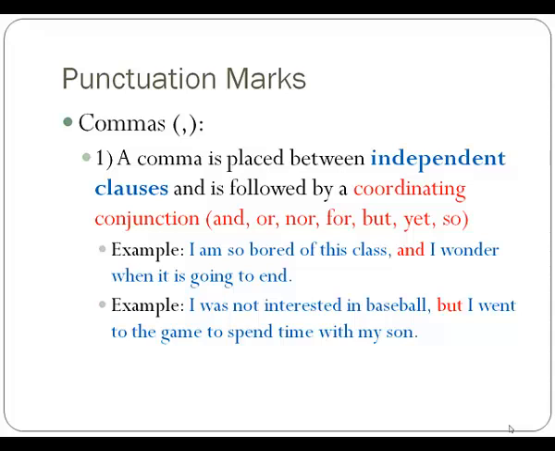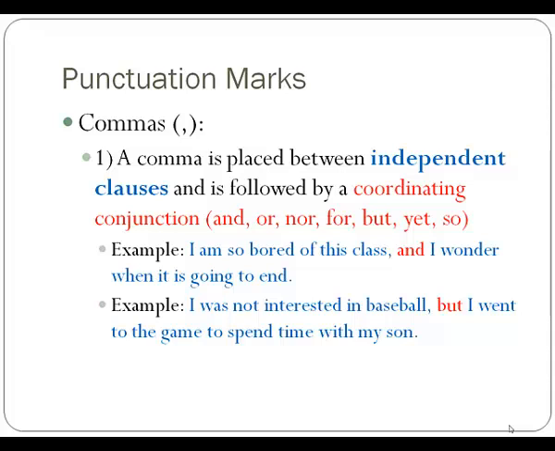An independent clause is a group of words that can stand on its own. Example: I am so bored of this class. And if you wanted to stop and just say, I am so bored of this class, period, you could stop. I wonder when it is going to end also can stand on its own. Because you have the word and in there, I am so bored of this class, comma, and I wonder when it is going to end, now you're combining two independent clauses.